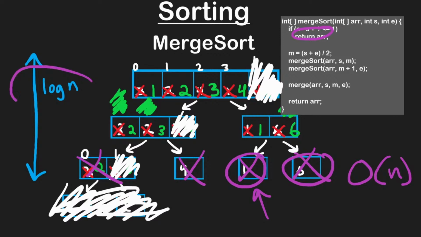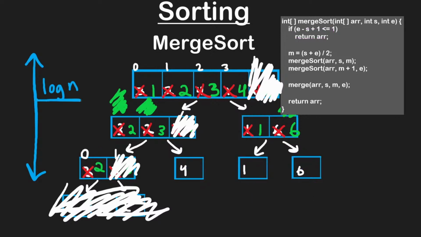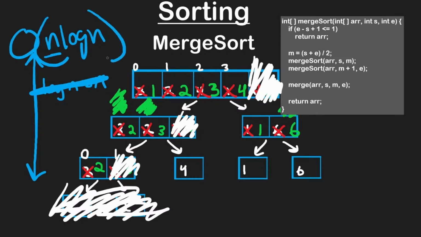So basically the number of levels we have is log n. For each level, we're doing big O of n time complexity. So the overall time complexity becomes log n times n, or in other words, we could write it as n log n time complexity, where this is being multiplied by that. So overall, the big O time complexity of merge sort is n log n.